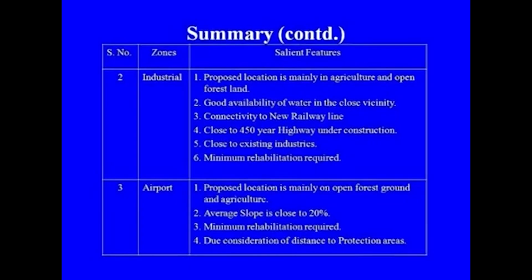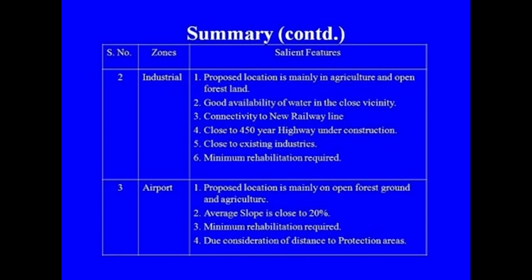The next is the industrial zone. The proposed location is mainly on agricultural and open forest land. There is good availability of water in the close vicinity. It has connectivity to the new railway line. It is close to the 450-year highway under construction. It is close to the existing industries, and one of the major aspects of this zone is that it requires minimum rehabilitation.